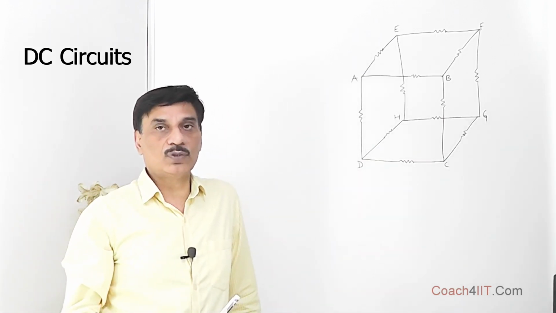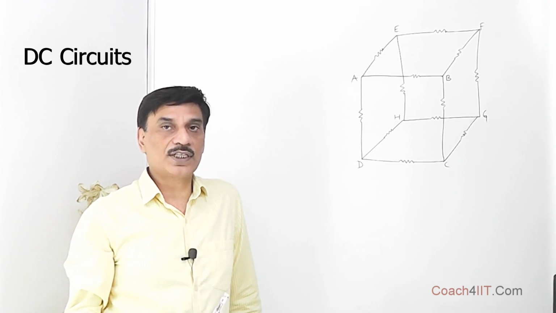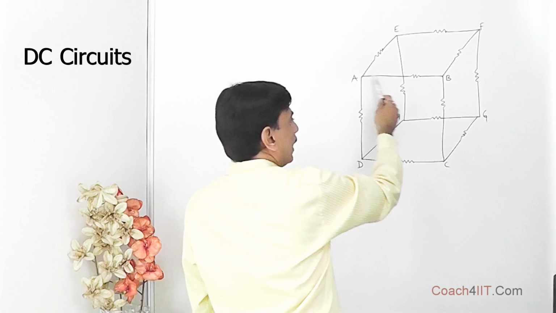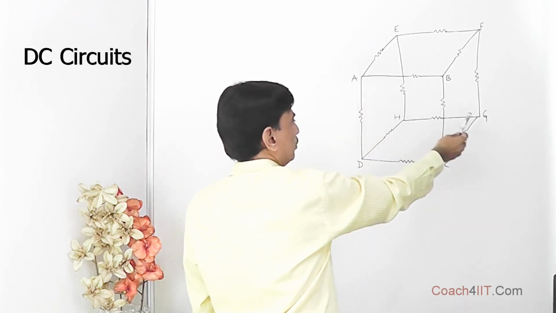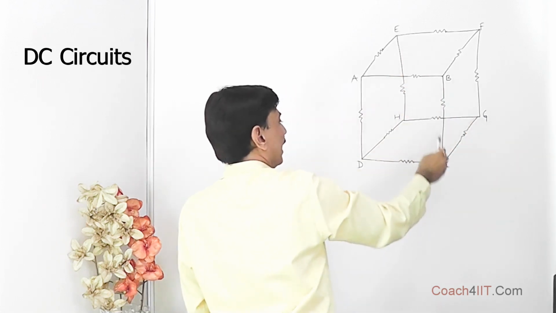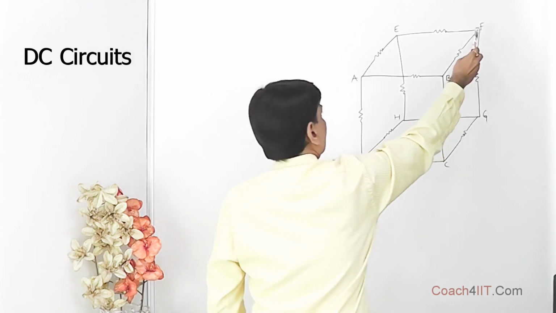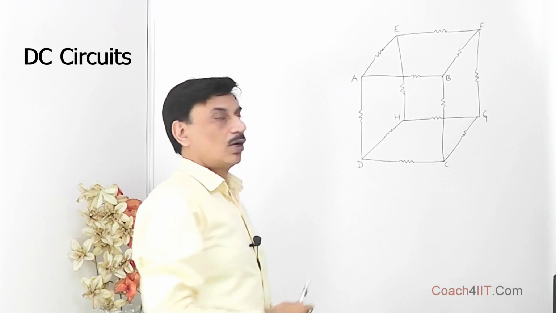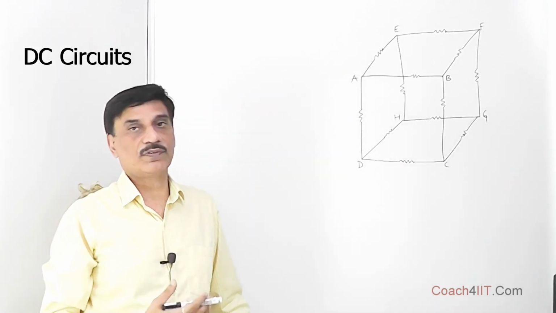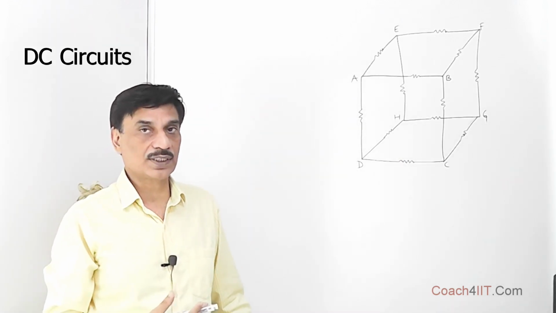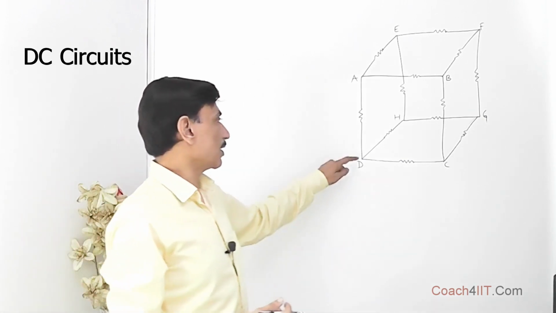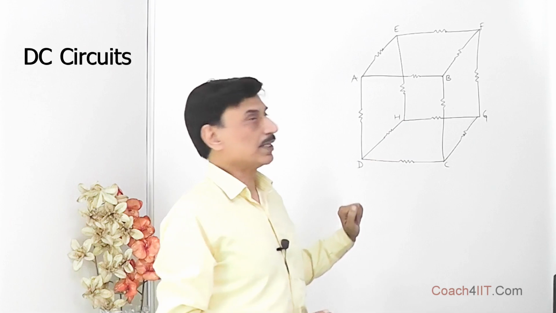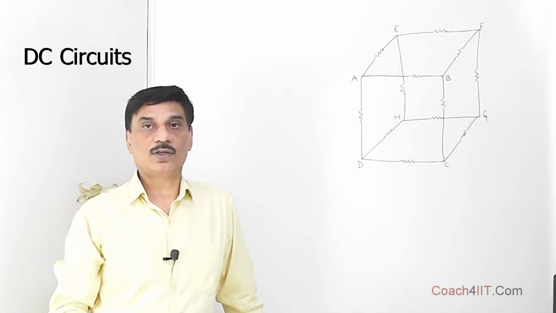Or we may be asked to find the equivalent resistance between the longest diagonal of this cube, like A and G, this is the longest diagonal in the cube, or E and C, or F and D, or B and H. So these are the longest diagonals. So we may be asked to find the equivalent resistance between two vertices on the same edge, the diagonal of one face, or the longest diagonal of the cube.